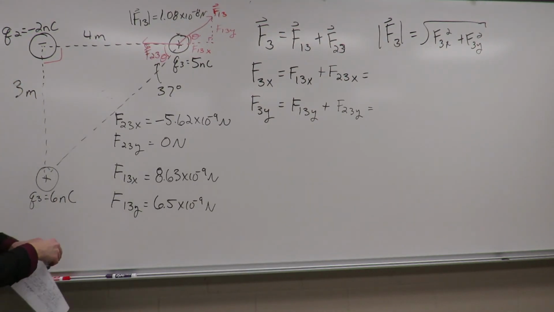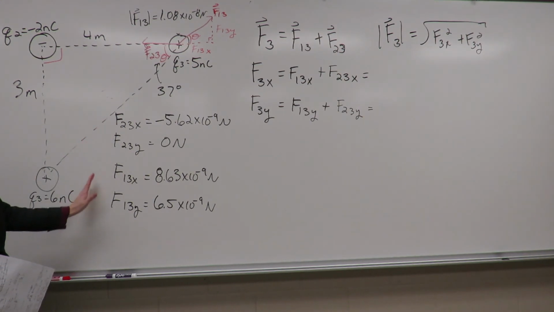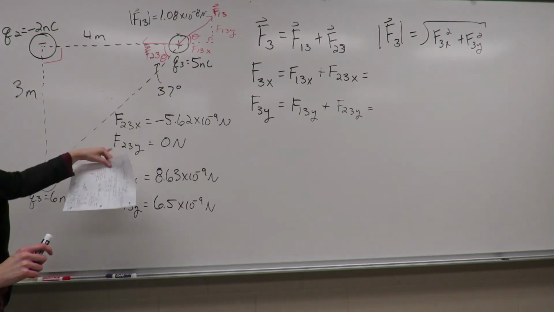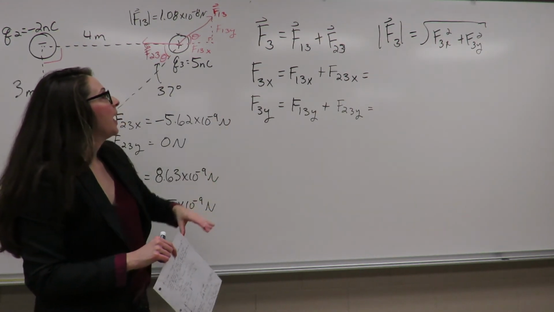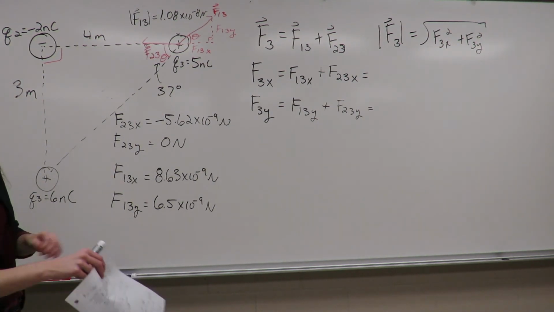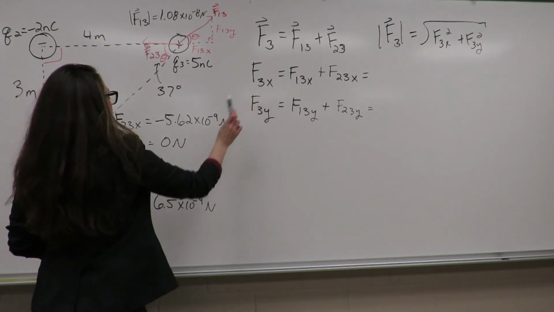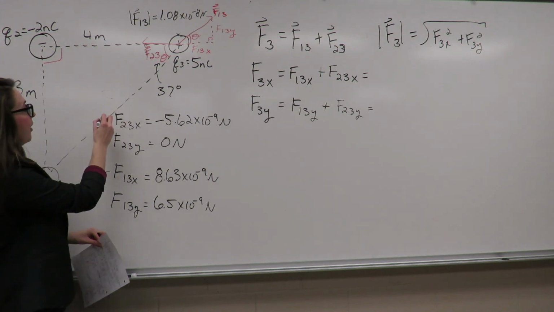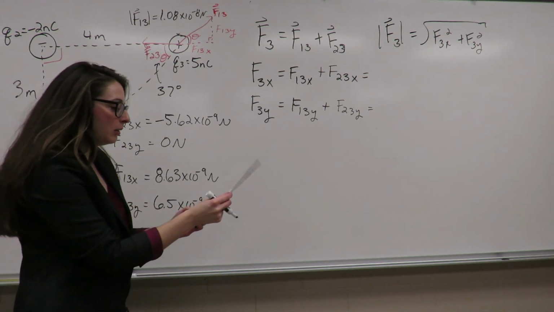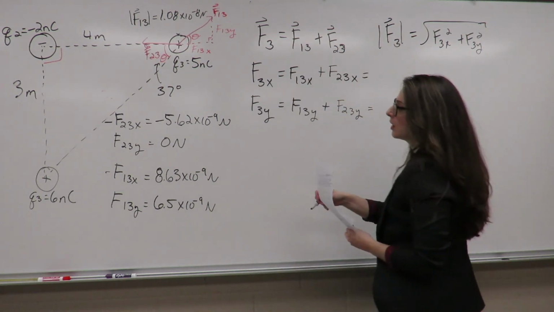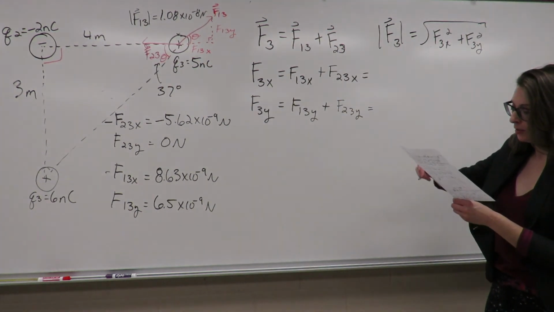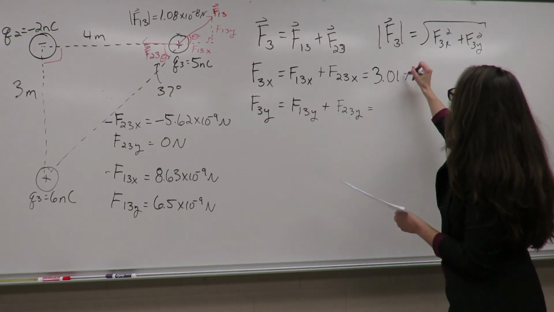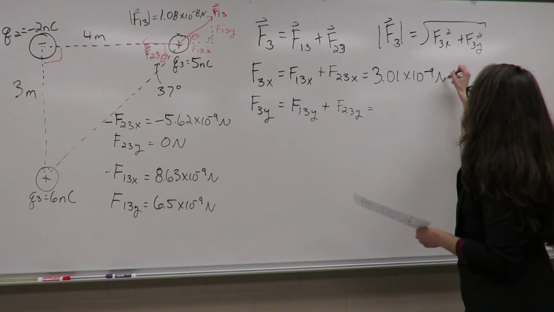Now I've written our x and y components of F23 and F13 over here on the side. And now we're going to sum them up together in order to get F3x and F3y. So if you take the sum here for F3x, F13x plus F23x, then you get that F3x is equal to 3.01 times 10 to the minus 9 newtons.